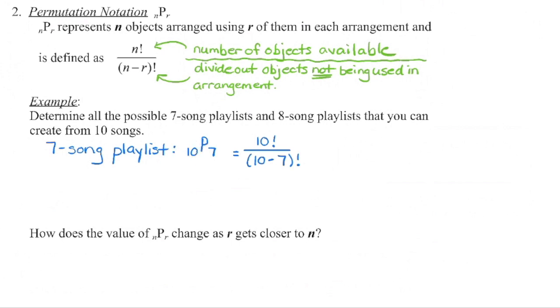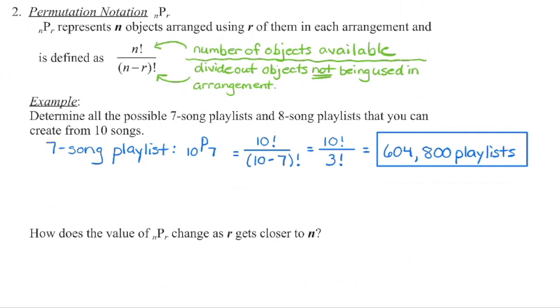So we have 10 objects. We're going to arrange all 10 of those objects, and then we are going to divide out the 3 songs that we're not using. So 10 minus 7 is going to be 3 songs that we divide out, 3 factorial. 10 factorial divided by 3 factorial is 604,800. So if you enter this in your calculator, we're going to end up with this value.